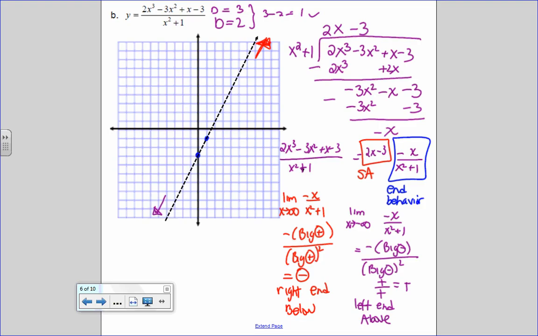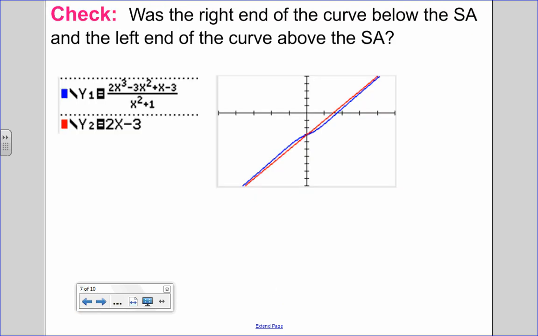So just looking at this all together, I'm a little unsure as to what's happening in the middle right now, but I know that I have a slant asymptote and the ends of my graph look like that. Again, I always like to check it on the calculator just to make sure I am correct. So was the right end of the curve below? Let's look. The curve is in blue and it is in fact below. Was the left end of the curve above? The curve is in blue, left end, it is above. So I know I did that correctly.